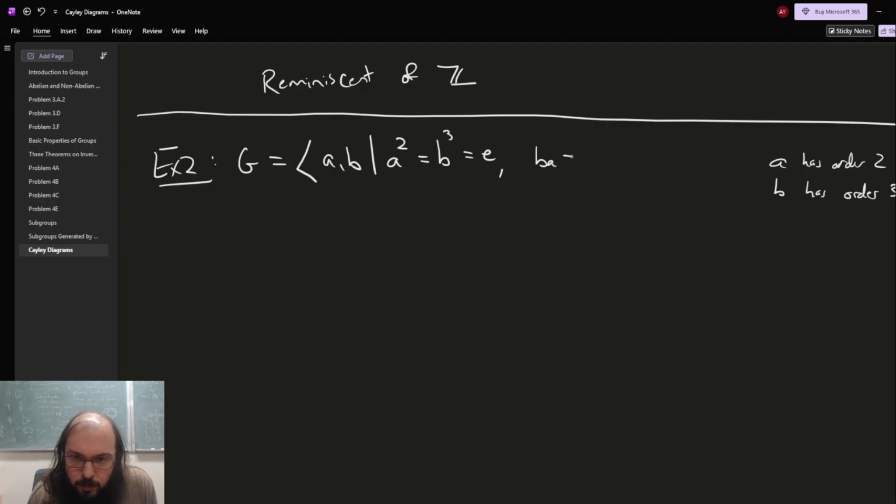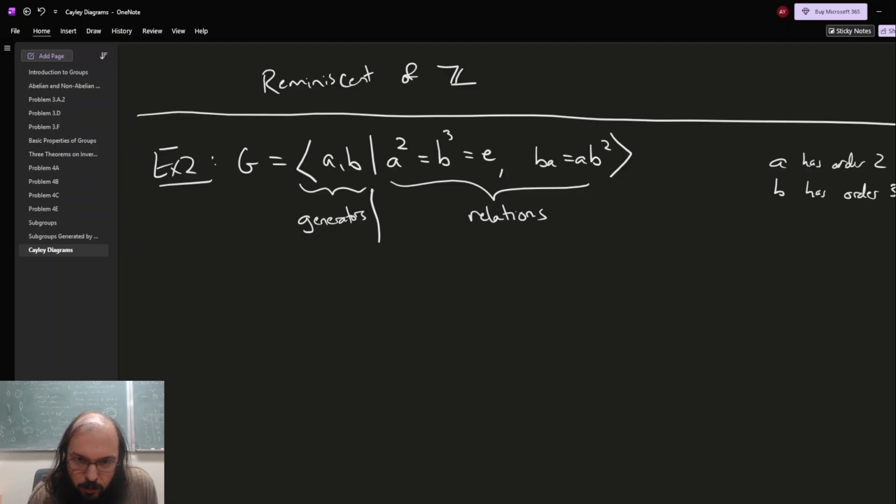There was one other rule, which was ba equals ab squared. Putting it all together, this sort of representation is kind of analogous to set builder notation, right? We have the base objects that we're allowed to work with, the generators, and then the rules they have to satisfy, which are the relations. So you might think of this as kind of like a group builder notation, a compact representation for a group presentation.